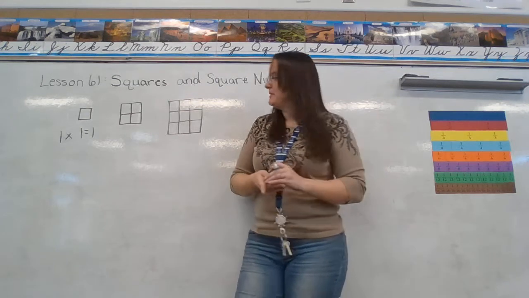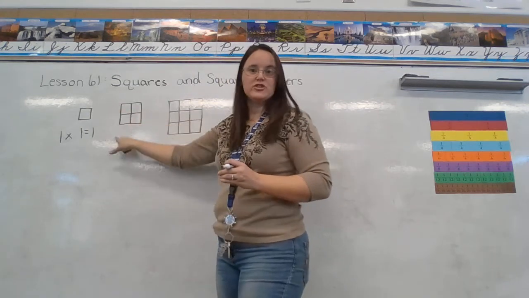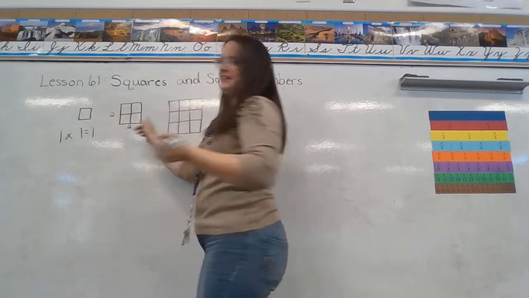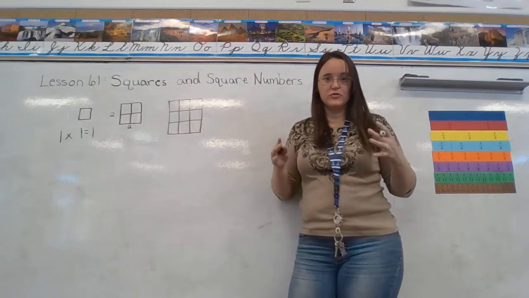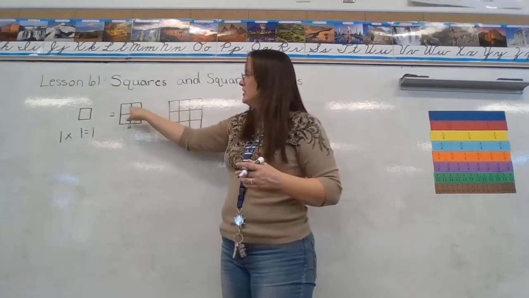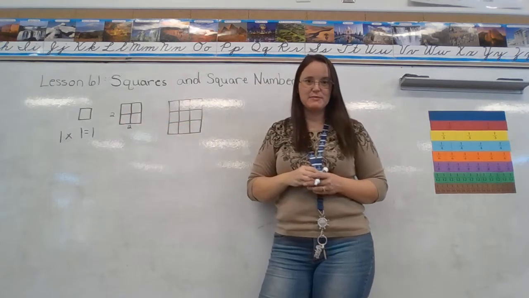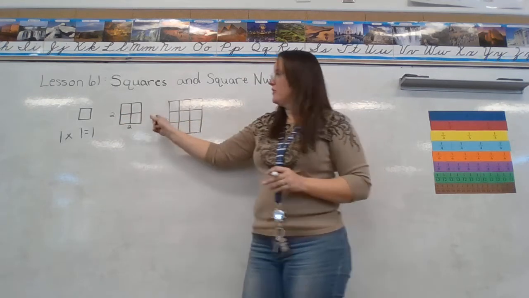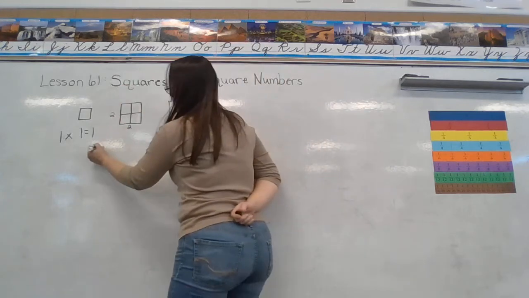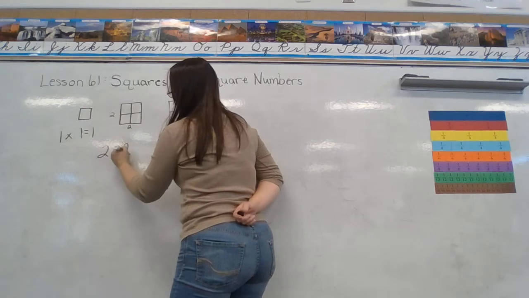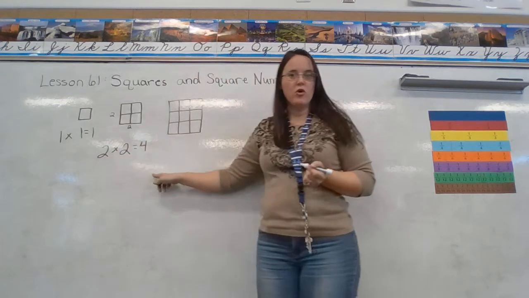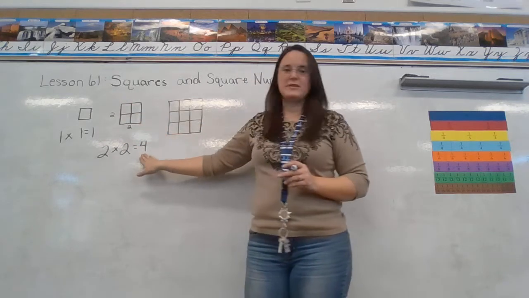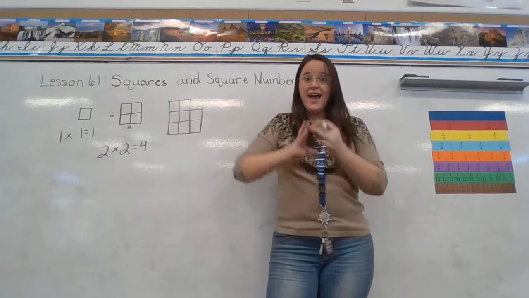Now if I build that up a little bigger, let's say I do 2 up and down, 2 across, it's still a square because this side length is 2 and this side length is 2. So I've still got my congruent side lengths, but now look how many square units it takes to build my square. I have 1, 2, 3, 4. So I can show this picture with the multiplication fact, 2 times 2 equals 4. I have 2 units on this side times 2 units on this side, and it gives me a total of 4 units.